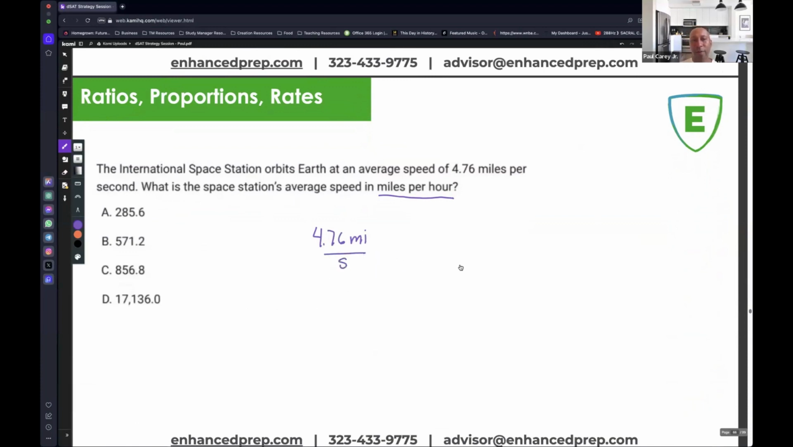And then we want to think about how do we convert from seconds to hours? Well, we know that there's going to be 60 seconds per minute. And then we also know that there's going to be 60 minutes per hour. So in this case, we just set up our proportion where our units are going to cancel out. So 60 seconds up here over 1 minute down here. And then 60 minutes versus 1 hour here.